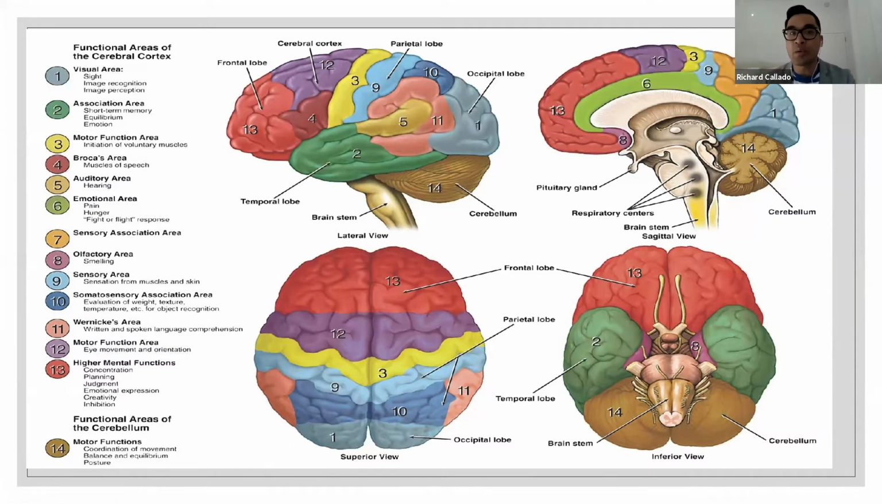A lot of the medications that we use to fine tune the frontal lobe are your ADHD medications, right? Stimulants, which act on dopamine, serotonin, and norepinephrine. Another important area is the temporal lobe, number 2.